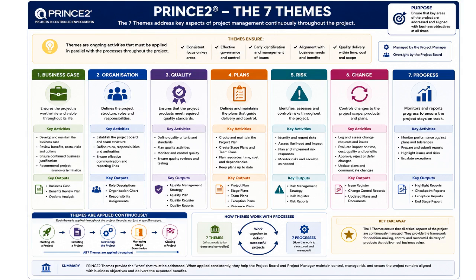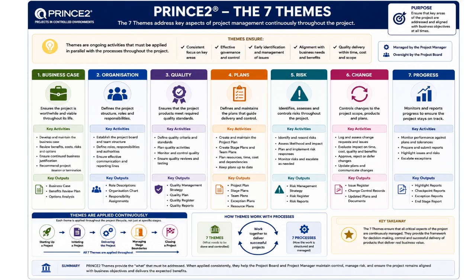The fourth theme is plans. This theme defines how the project will be delivered and controlled. Planning occurs at multiple levels, including project plans, stage plans, team plans, and exception plans. The plans theme supports resource management, scheduling, budgeting, dependency management, and delivery coordination. Effective planning provides the baseline for monitoring and governance throughout the project lifecycle.